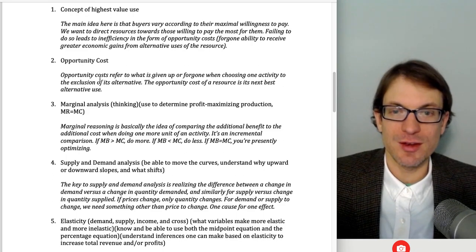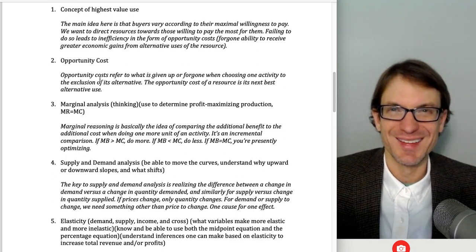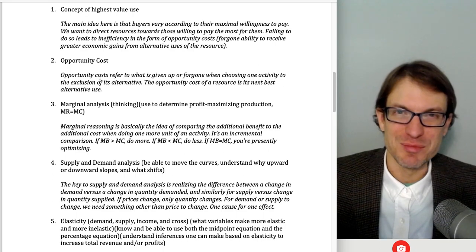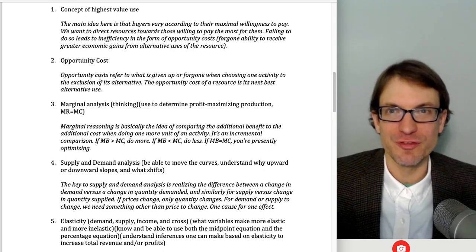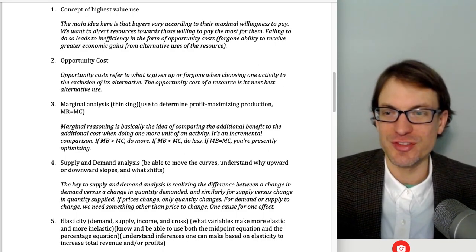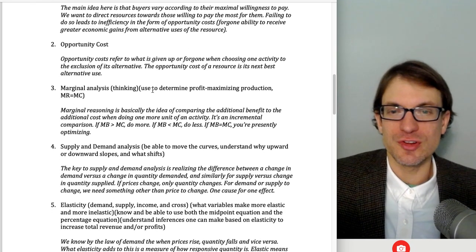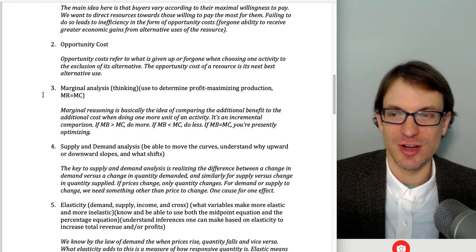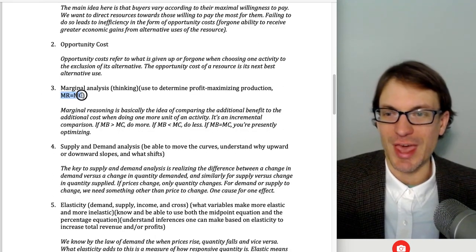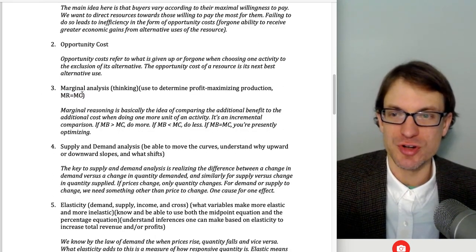And so if you spend $20 on a soda and popcorn at the movie theater, the opportunity cost is the foregone ability to spend those $20 on something else, right? Okay, so marginal analysis, this is used to determine profit maximizing production. So you want to think of MR equals MC, marginal revenue versus marginal cost.